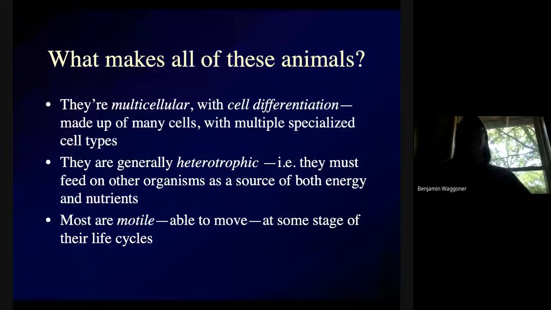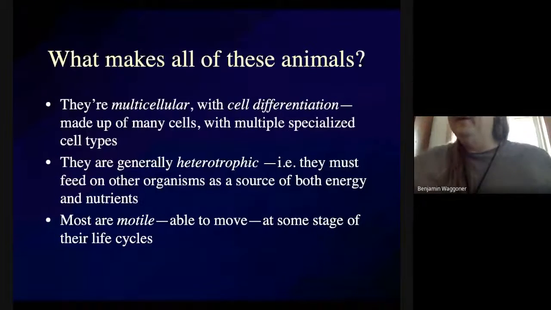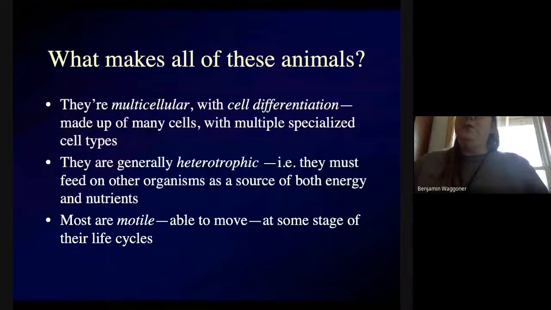Most animals at some stage of the life cycle are motile. They're capable of moving. Plants generally don't do this. You've never seen trees running past the, okay, except for Ents, okay, but those are made up. Those are just in Lord of the Rings.